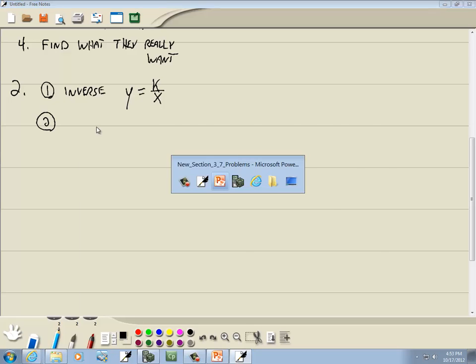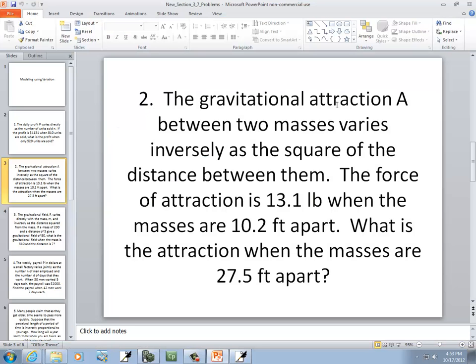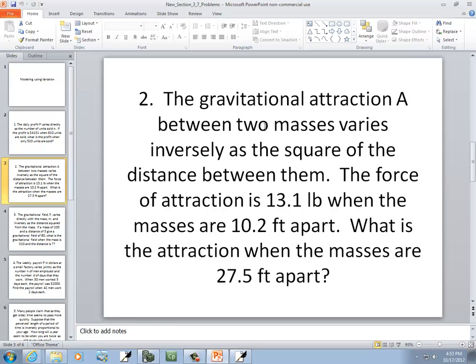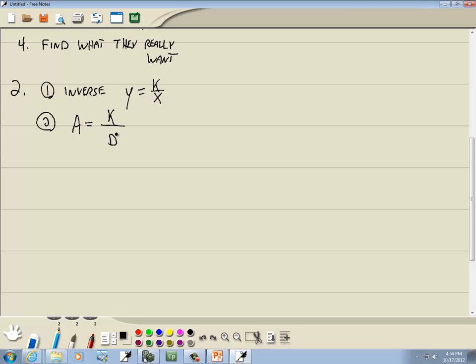Well, step 2, pick variables that make sense. Gravitational attraction A between two masses varies, where varies equals is. So they tell us to use A for attraction. So A is equal to k over, varies inversely as the square of the distance between them. D for distance, and square of means D squared. Now the inverse part always goes down in your denominator. k always goes up on top.